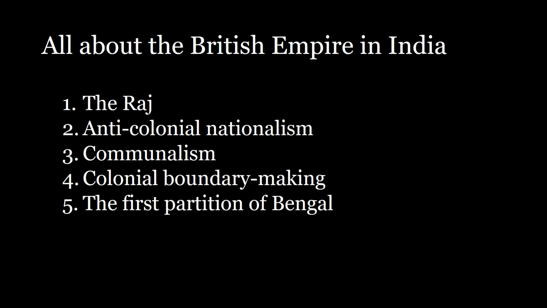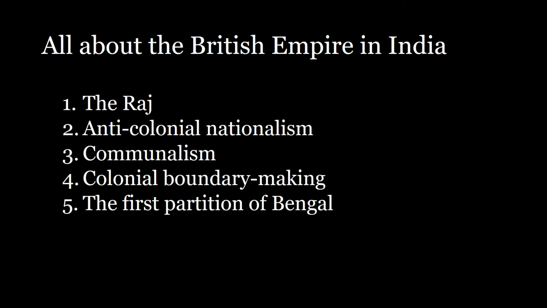The first section is going to be about the British Empire in India. Partition cannot be separated from empire. They came together and they worked together. So we have to really understand how the British Empire worked in India. I'll give an overview of the Raj, which is the name for the British colonial government in India. And then I'll talk about some of the ways that Indians resisted the Raj through forms of anti-colonial nationalism.